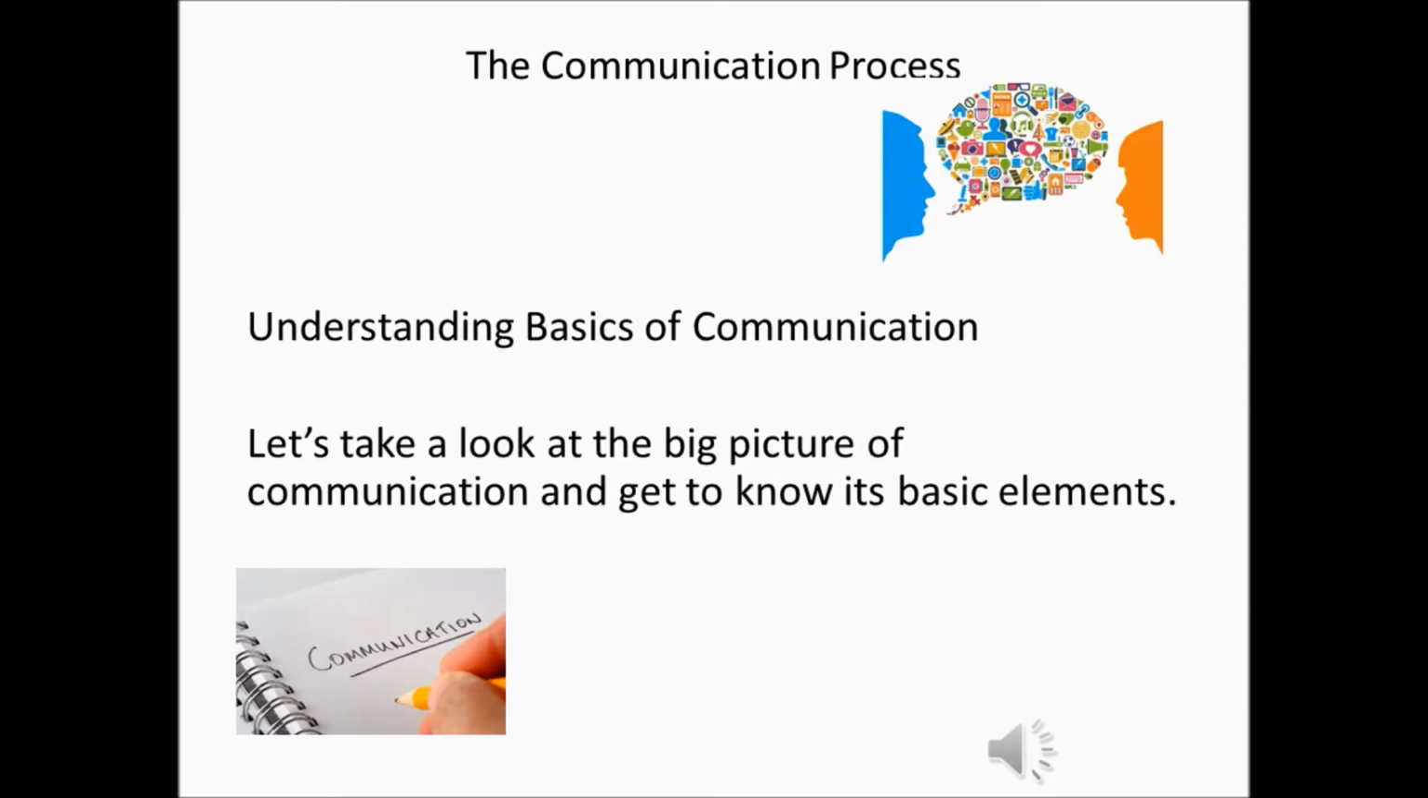In this video, we will be learning about the communication process and how we can improve our communication. It is very important to understand the basics of communication. Let's take a step back and look at the big picture of communication and get to know its basic elements that are important for good communication skills.